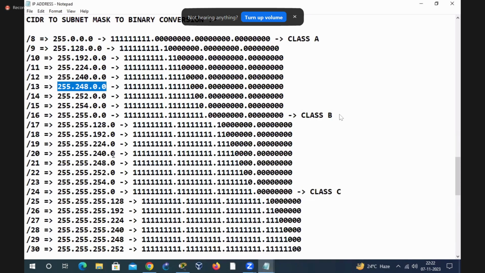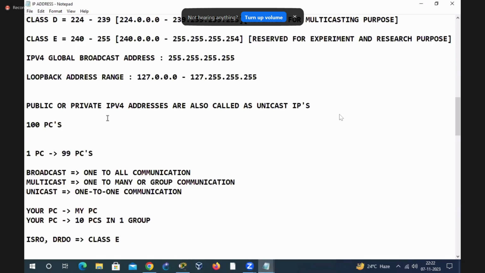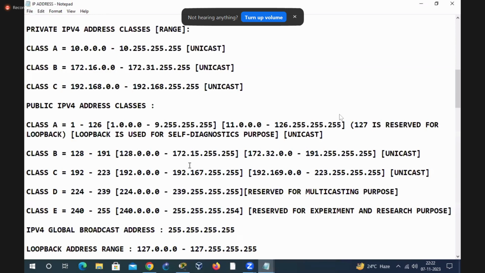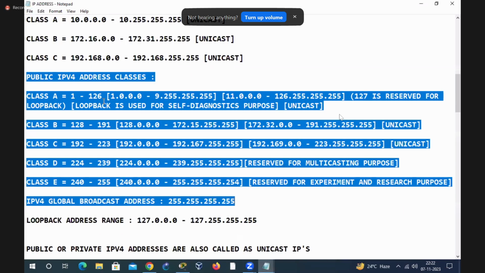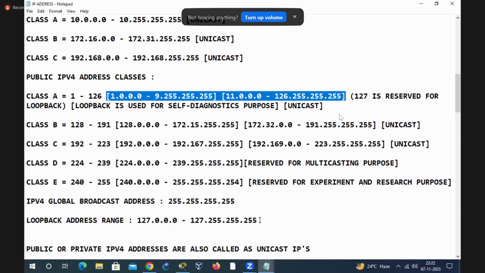Everyone has taken the screenshot? Yes, sir. All right. Second, this is your range. This is your IP address full range for public. I need all of you to memorize these ranges, specifically the short range and the full range of public classes. I will ask you some questions from here in a moment.